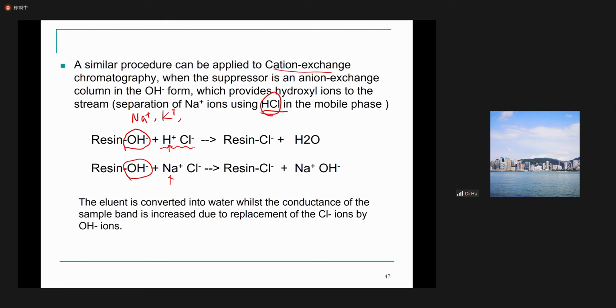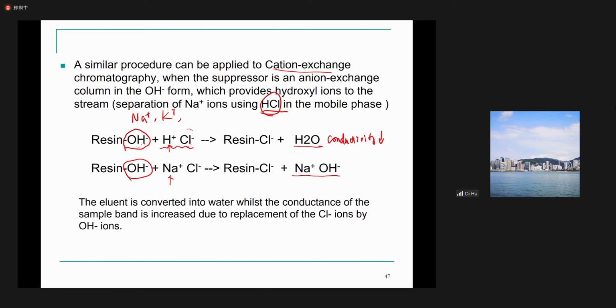Okay. So now the chloride, because this hydroxy ion has the least affinity, right? So chloride can easily replace it and release hydroxy ion out. And the hydroxy ion out binds with hydrogen from water. Water is very low conductivity. Okay, so the conductivity of the mobile phase now greatly decreases. However, for the sodium chloride, now the conductivity becomes that of sodium hydroxide.